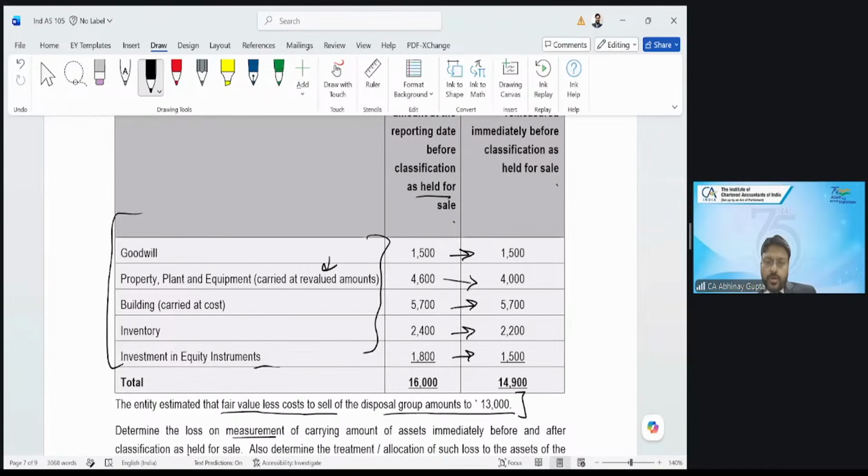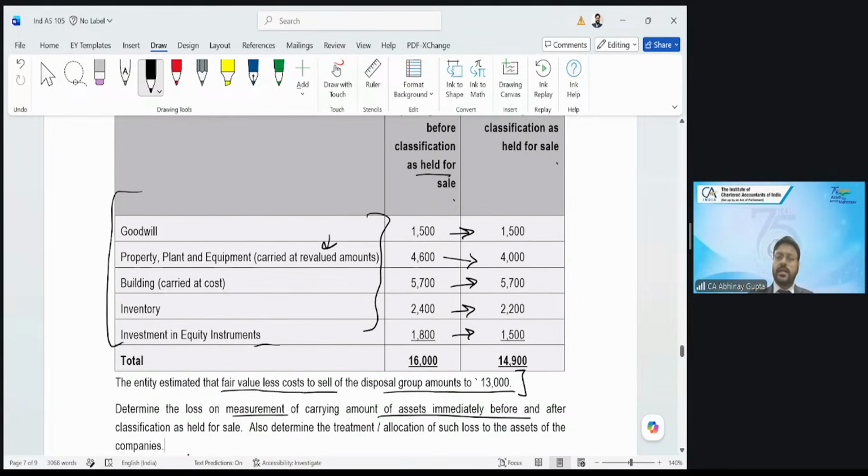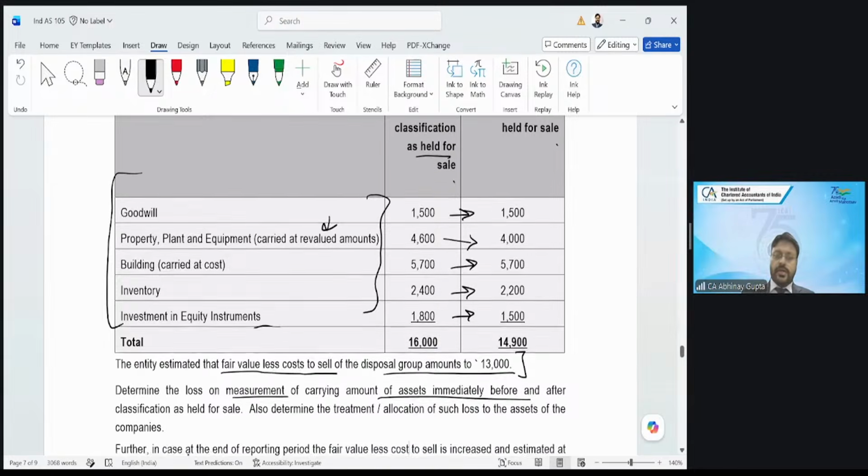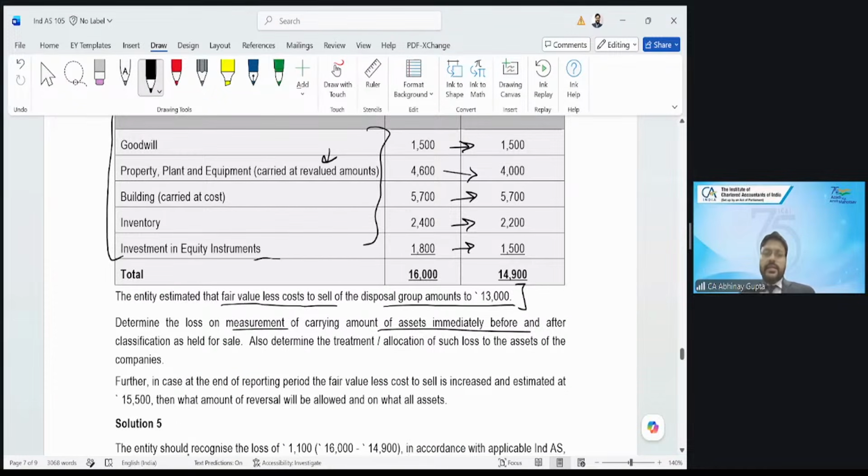Determine the loss on the measurement of the carrying amount of the assets immediately before and after the classification as held for sale. Also determine the treatment and allocation of such loss to the net assets of the company. Further, in case at the end of the reporting period, the fair value less cost to sell is increased and estimated at 15,500, then what amount of reversal will be allowed and on which assets, right? So there are 2 asks in the question. Ask number 1 is determine the loss and the allocation of the same to the assets and calculate the revised carrying amounts.